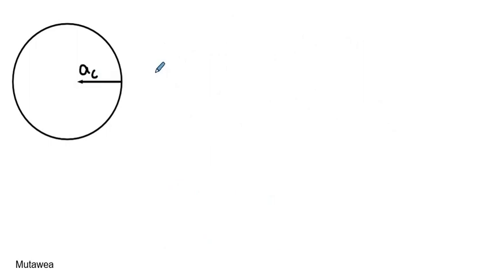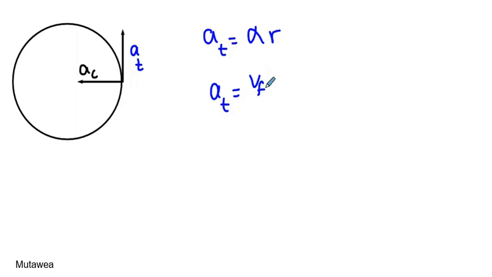What if it's accelerating around the circle? Then it's going to have a tangential acceleration, a tangential. And the tangential acceleration equals the angular acceleration times r. And we also found the tangential acceleration using this equation: it's the change in velocity divided by the change in time.